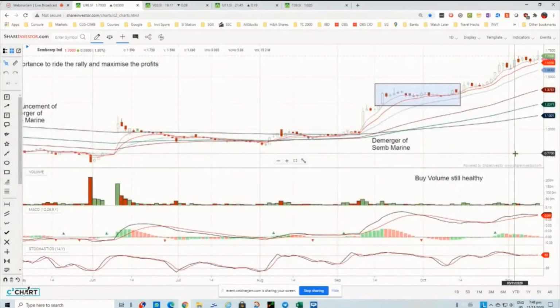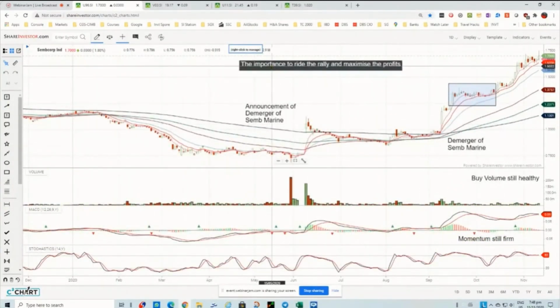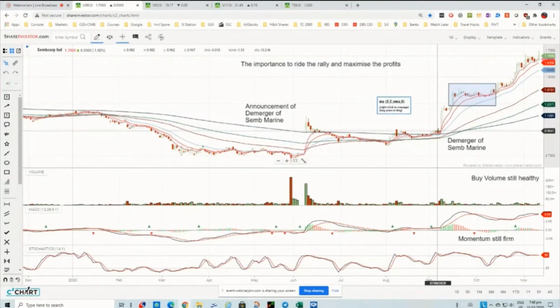So again, what's most important is that you have to ride the rally and maximize profit. Most investors or traders who don't do well in their portfolio hang on to losses, but fail to capitalize on the profit. People might take away a profitable position, but they tend to hang on to losing positions. This is not what we want to do.